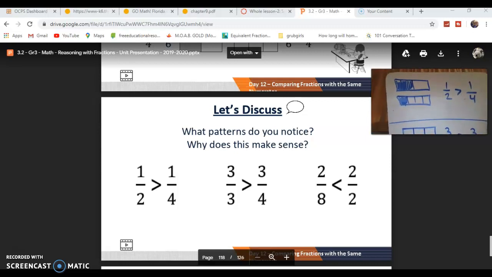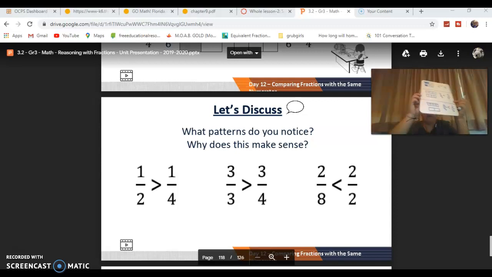And is 1/2 greater than 1/4? Did 1/2 cover more surface area than 1/4? And if you said yes, then you are correct. So that number sentence is correct. 1/2 is greater than 1/4. All right, let's look at the next one.